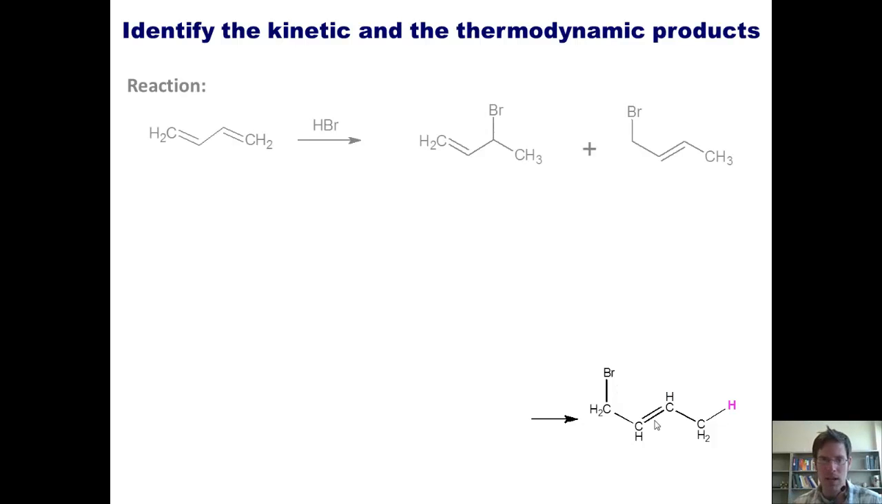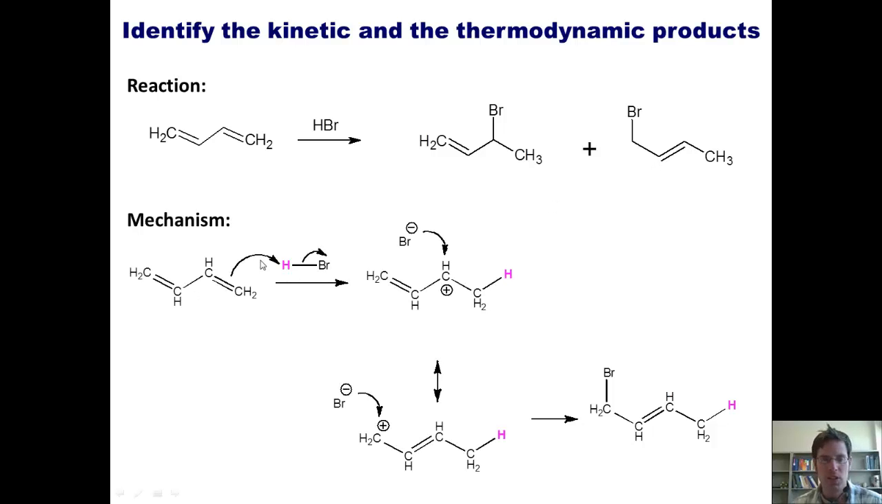As you'll remember, in this reaction, the addition of HBr to our starting diene gives two products. Which one is the kinetic and which one is the thermodynamic? Let's re-examine the mechanism. The electrons come out and grab the H. The H goes on the less substituted carbon to give me this carbocation, which of course is resonance delocalized with this carbocation. These are both resonance contributors.